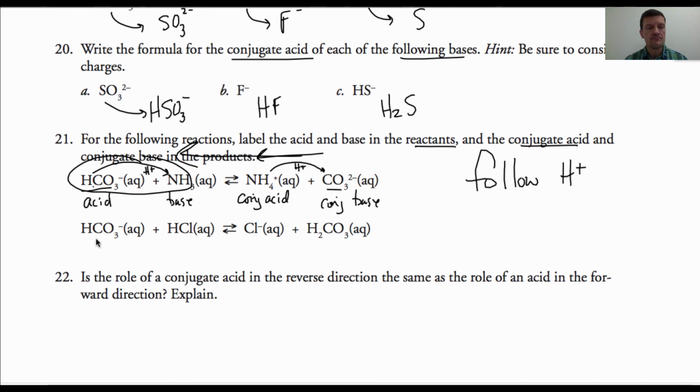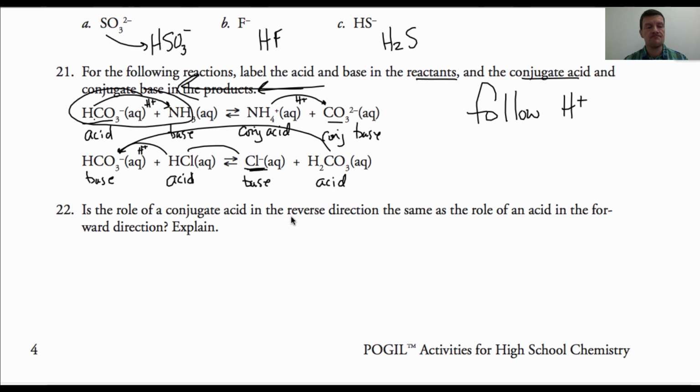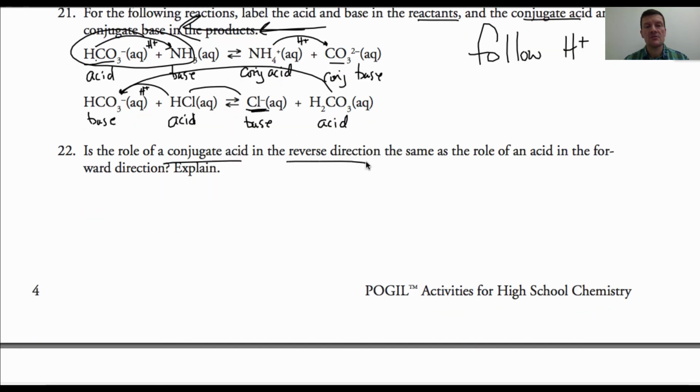Okay? All right, and here, in order to get our products, in order to get this Cl negative, there's an easy way to see this. Then the HCl must have given up its H. So in this case, proton is given there. So this is your acid, and it turns into the conjugate base. This must be your base because it's accepting the proton, and it would turn into, on this side, for the reverse reaction, the acid. Is the role of the conjugate acid in the reverse direction the same as the role of the acid in the forward direction?